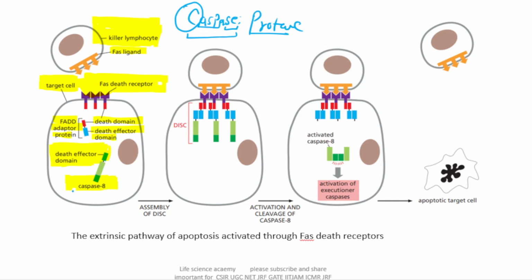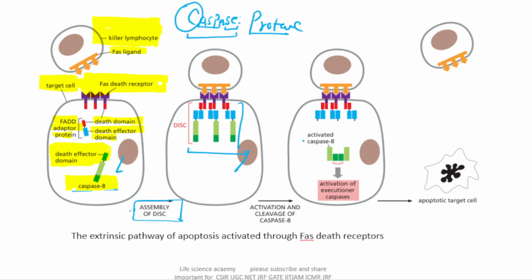So caspase 8 is an initiator caspase. Now this is the assembly of the DISC, the disc formation, with the help of the initiator caspase. This whole complex interacts with the Fas receptor, or you can say the Fas death receptor. And now this is the disc formation. This is the nucleus.